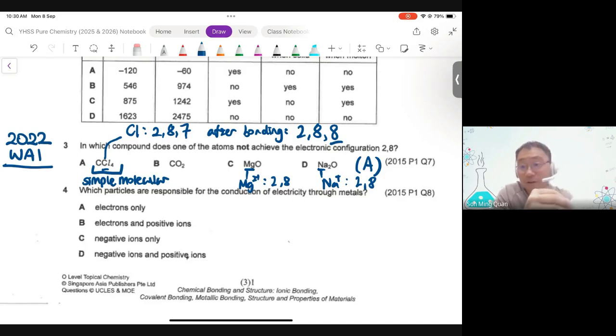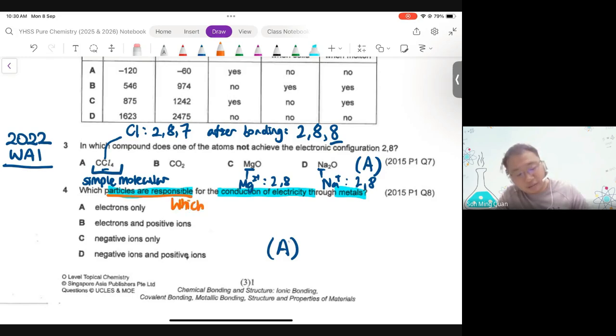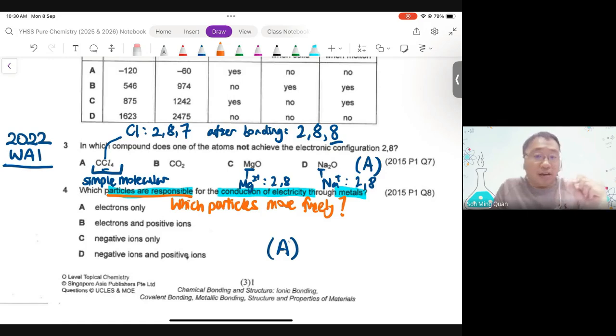Okay, so you realize we also covered this under electrolysis recently. If you go back to concept number 1 in electrolysis, the current chapter, we went through this. And the answer is A. Now they are asking which particles are responsible for conducting electricity through metals. So they're asking which particles can move freely, because it must be a charged particle that moves freely to conduct electricity. Another way of asking this question is: which particles can move freely in a metal? And the answer is the delocalized electrons.